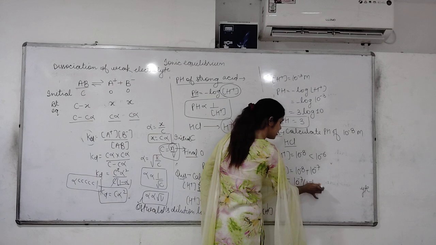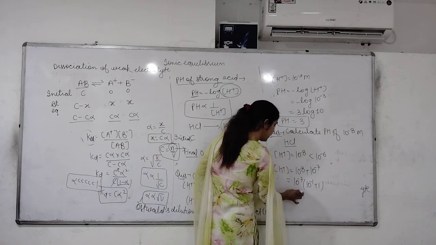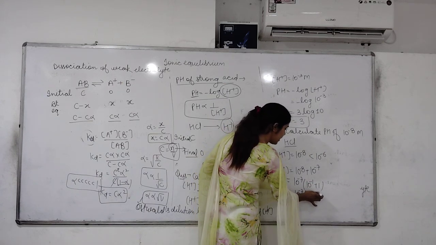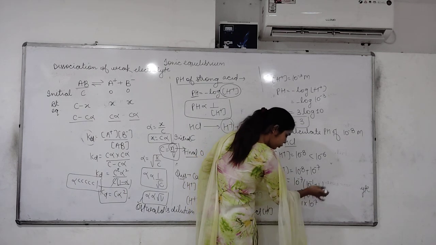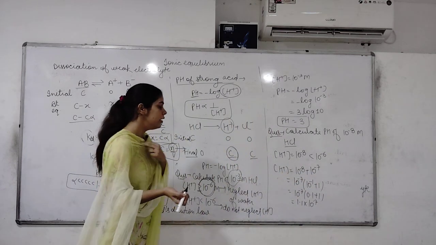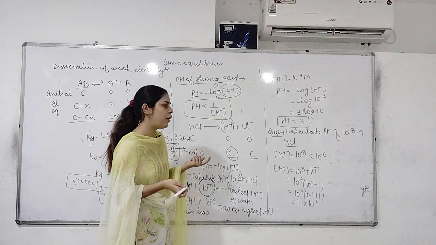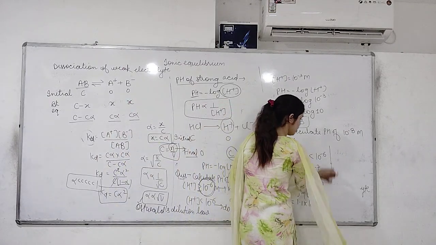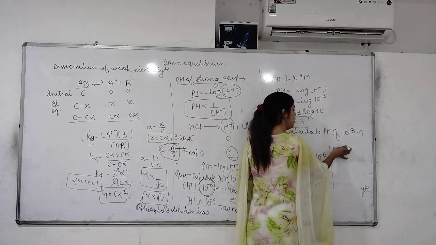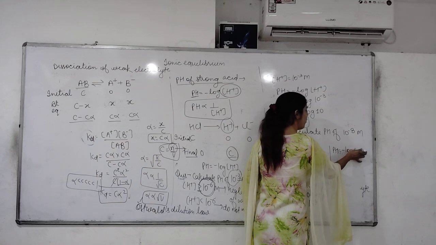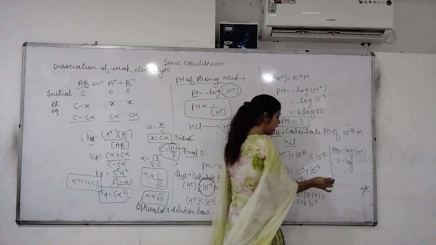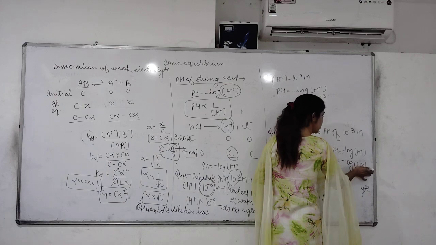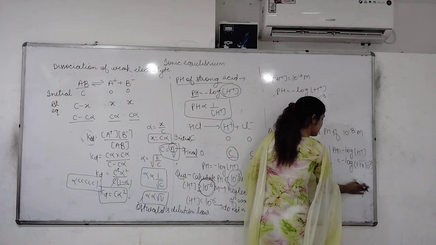10 raised to power minus 1 plus 1. I can write 10 raised to power minus 1 as 0.1. 1 plus 0.1 will be 1.1 into 10 raised to power minus 7. This is H positive ion, and now I can easily find pH. pH is equal to minus log of H positive. Minus log, put the value of H positive here, 1.1 into 10 raised to power minus 7.